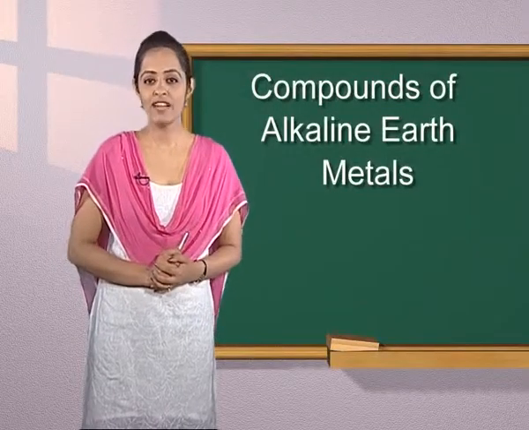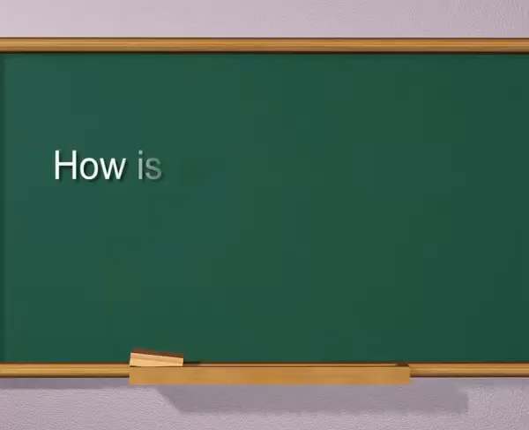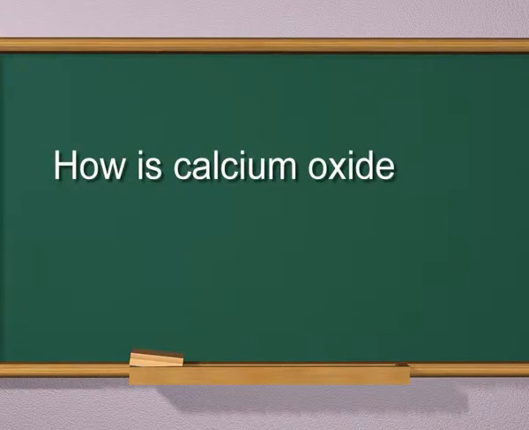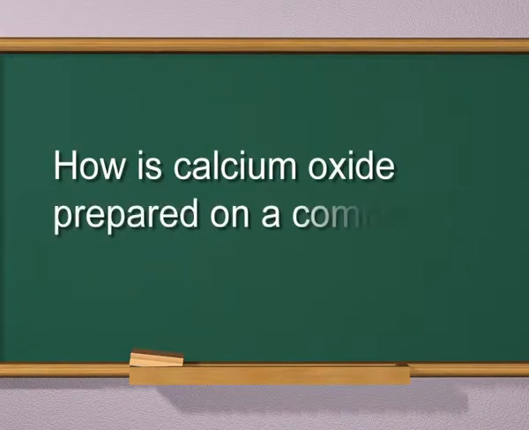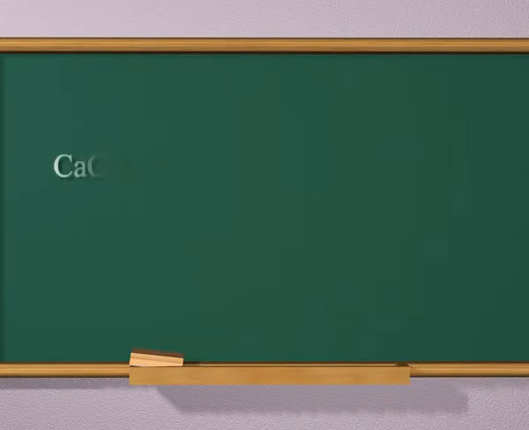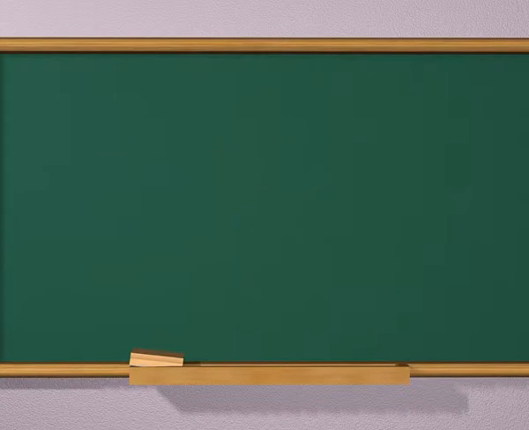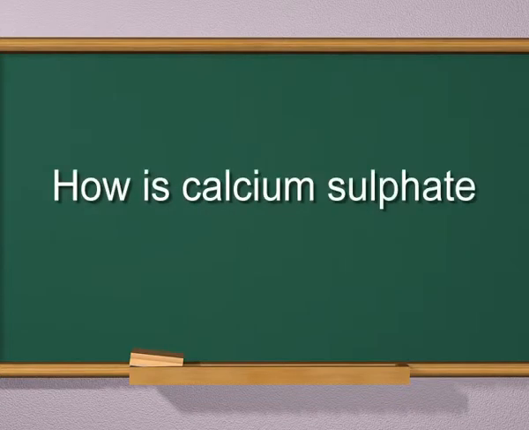Children, now that we have learned so much, let me ask you few questions. My first question is, how is calcium oxide prepared on a commercial scale? And the answer is calcium carbonate decomposes to calcium oxide and carbon dioxide. Heat absorbed during the reaction is 179.9 kilojoules.